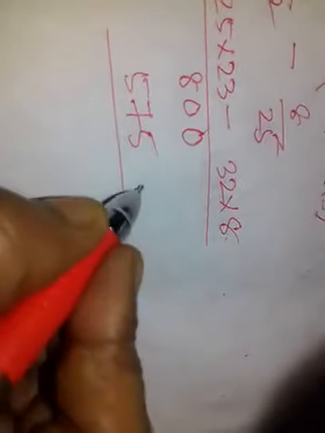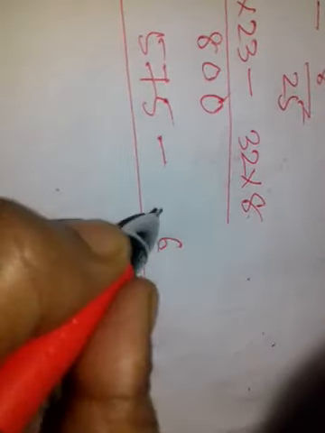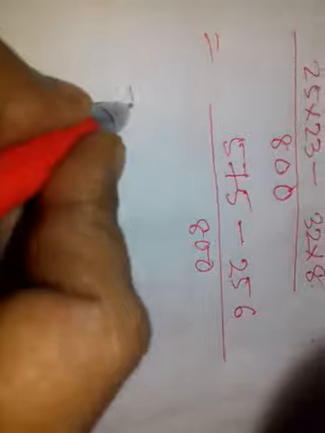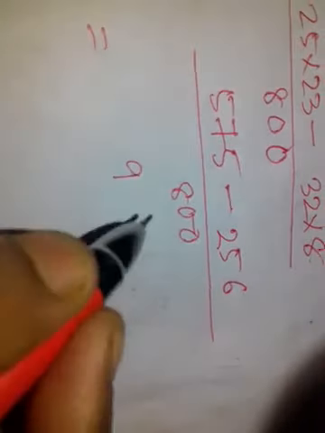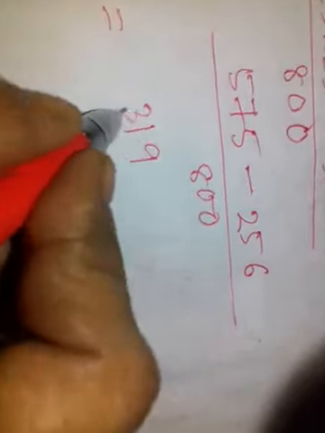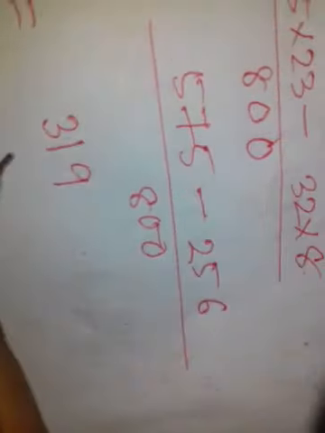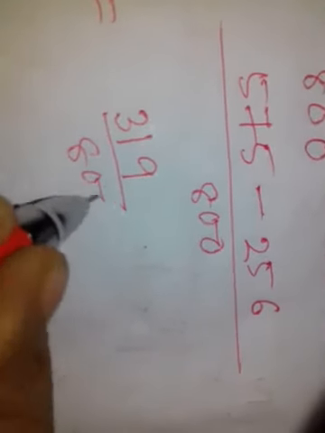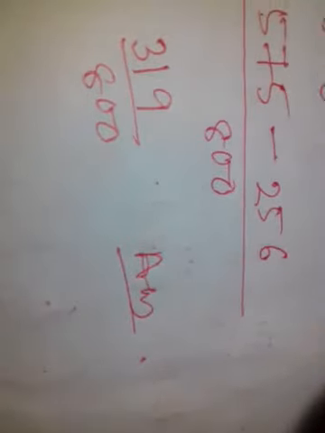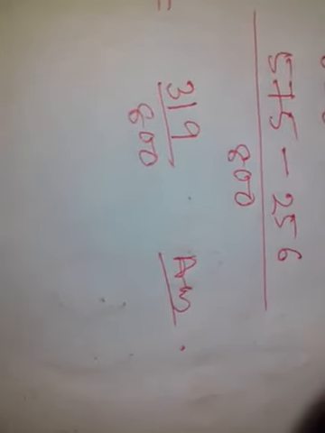575 minus 256 by 800. 9, 1, 3. So 319 by 800. This is the answer. 319 by 800.